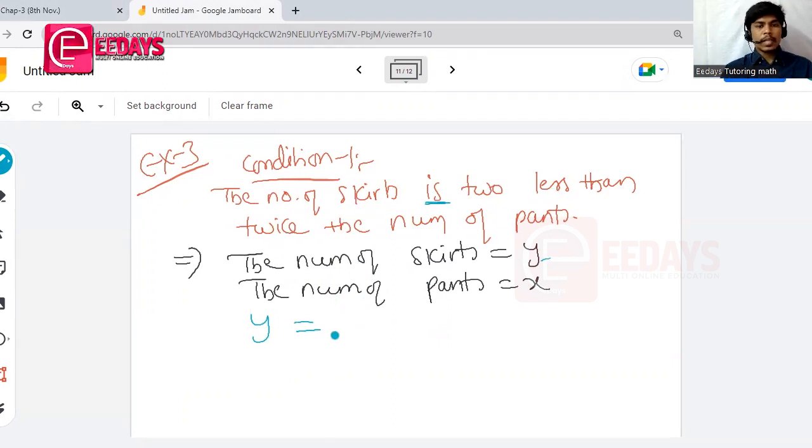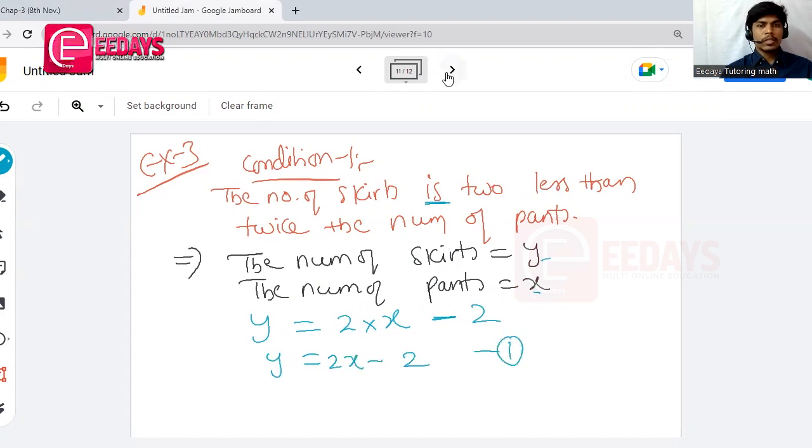First, twice the number of pants. Twice is nothing but 2 times. Number of pants, we don't know, that's why we can take x. And how many less than? 2 less than, so we just subtract 2. Now y is equal to 2x minus 2 is our first equation.